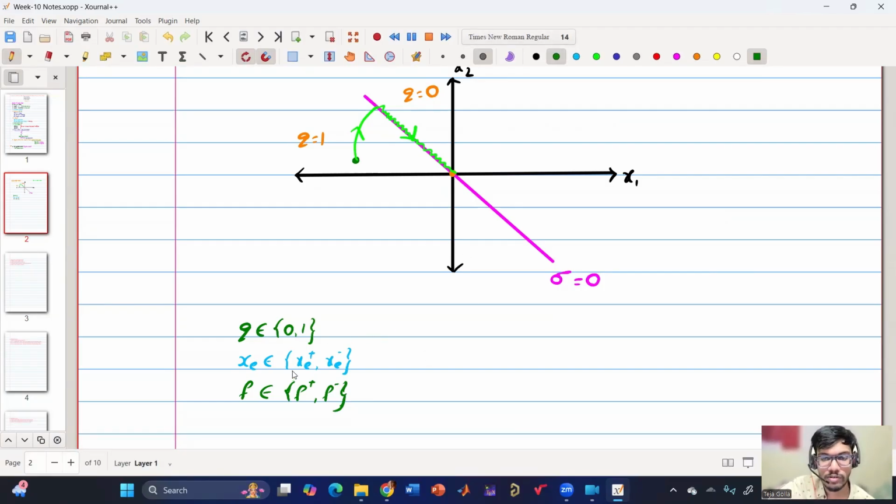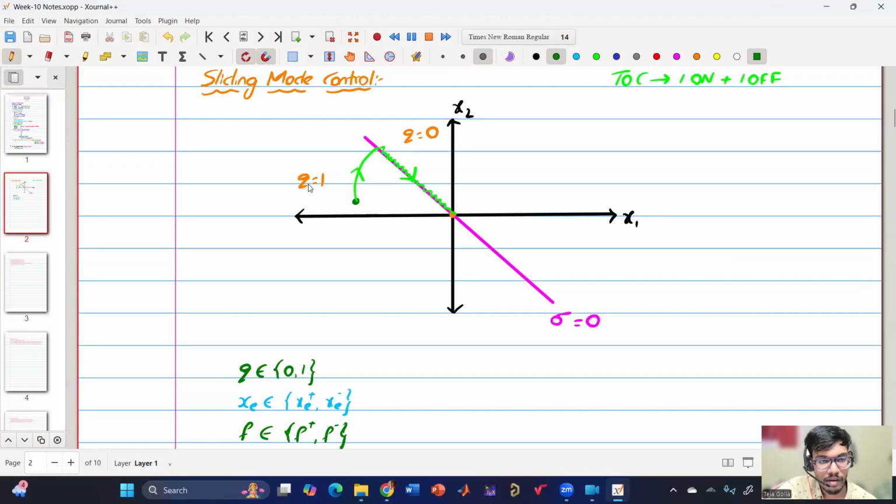This is the advantage that I am getting because of this switching system. I have two equilibrium points, and two f vectors, for q equals 1 as well as q equals 0. So it is trying to oscillate between this region and that region. Now I have to take advantage of that switching pattern and make sure it passes along sigma equals 0.